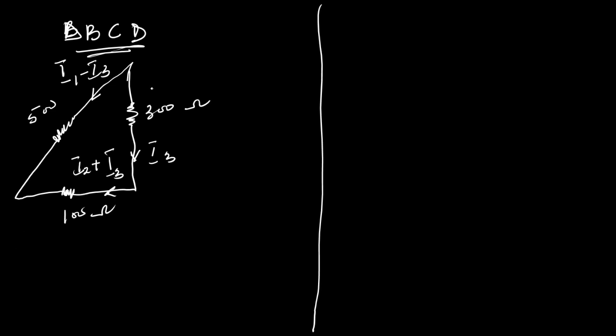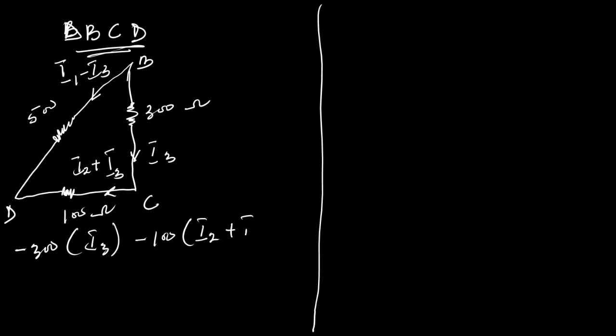Now if I take this part, this is my D, B, and C and back to D. Now taking it from B to C, I'll be taking minus 300 into I3 minus 100 into I2 plus I3, and here will be plus 500 into I1 minus I3 equals 0.